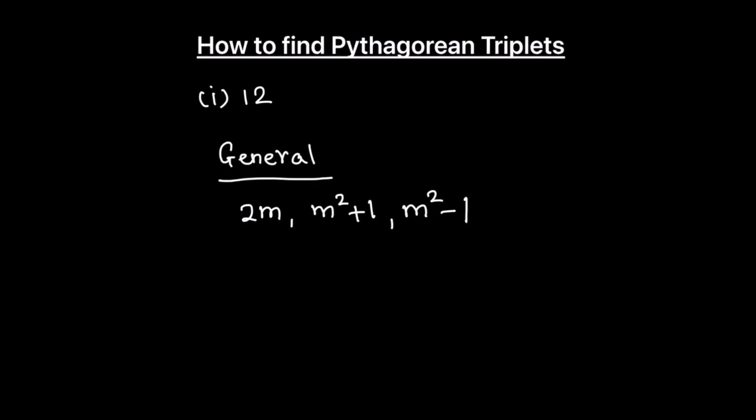This is a general formula, meaning 2m can be equal to 12, m square plus 1 can be equal to 12, or m square minus 1 equal to 12. Because we have been given one of the Pythagorean triplets, we can equate any of the numbers with 12. As 12 is an even number, it will be easy to equate it with 2m. So let's say 2m equals 12. From here we can find the value of m.